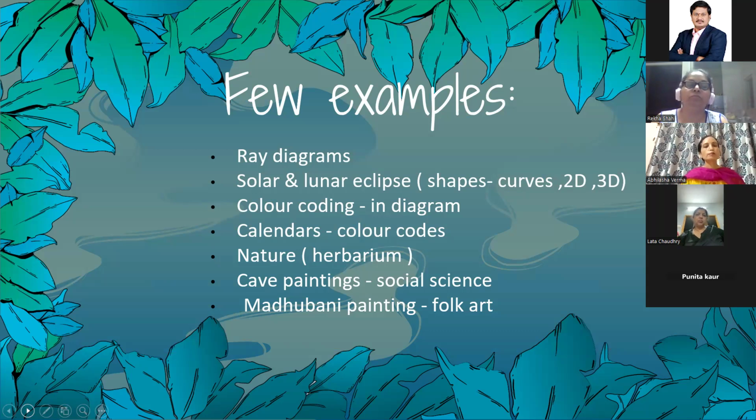And there are a few examples where we use artwork in teaching science, like ray diagrams. In that, the measuring part also comes in, distance, measurement, everything. Then solar and lunar eclipse, shading of the sun, moon, earth, and how the phases of the moon come. Then color coding in a diagram, that also is a part of art in teaching of science. Then calendars with different color codes.